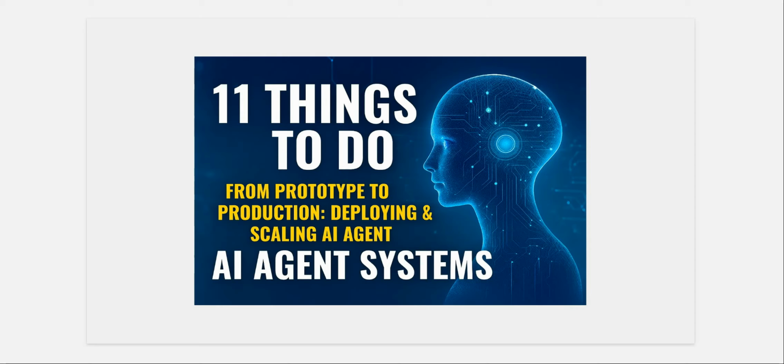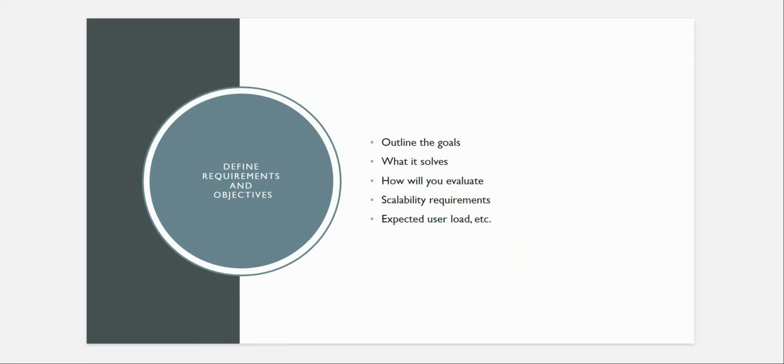So in this video, I'm going to show you those 11 things which you need to do whenever you are moving from prototype to production, especially when you are building AI agents. So this would be more on the theoretical side, but it will give you pretty much every aspect, many pointers you need to think about whenever you are building AI systems. So let's get started with the very first one.